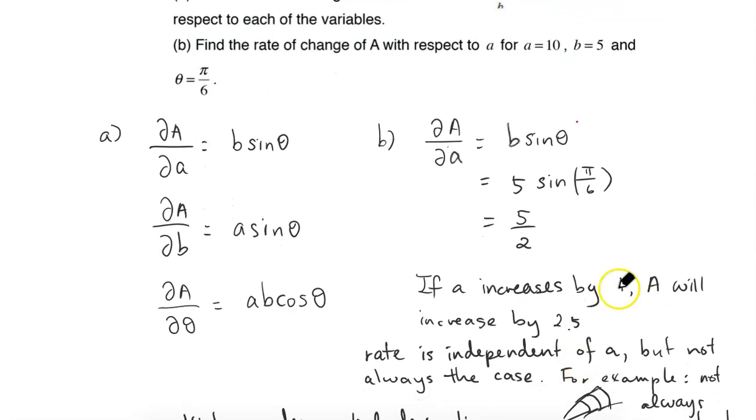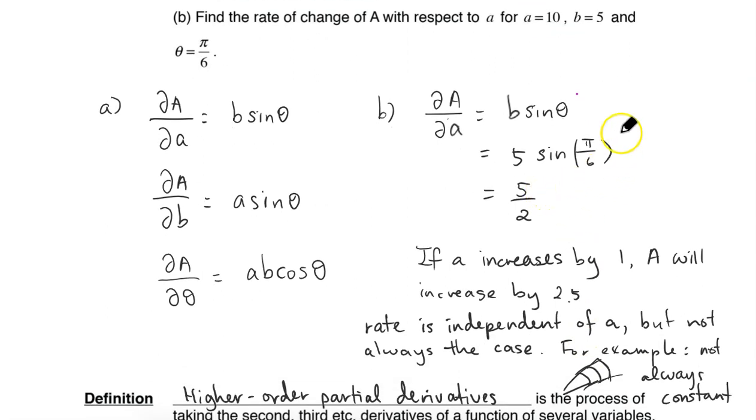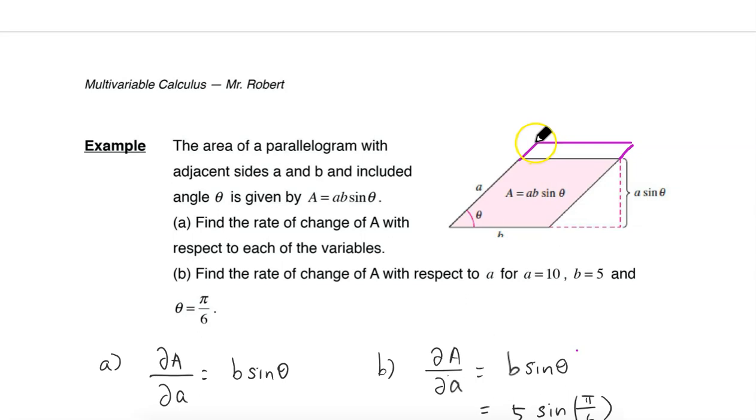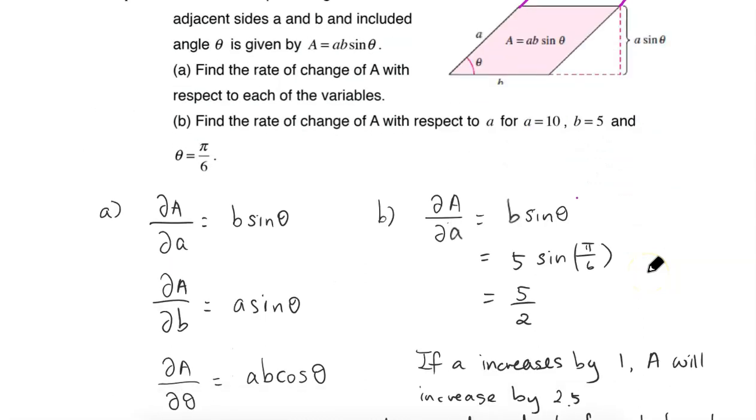Notice then in this particular example, partial a is independent of a. It doesn't matter the value of a. But that's not always going to be the case. For example, if you imagine a sector like this, then the value of a would really matter. The further you would be along the sector, adding 1 unit to length a would change how much the area A increases. Whereas in a parallelogram, it doesn't matter. If I just add 1 unit of a, the area will increase by the same amount always.